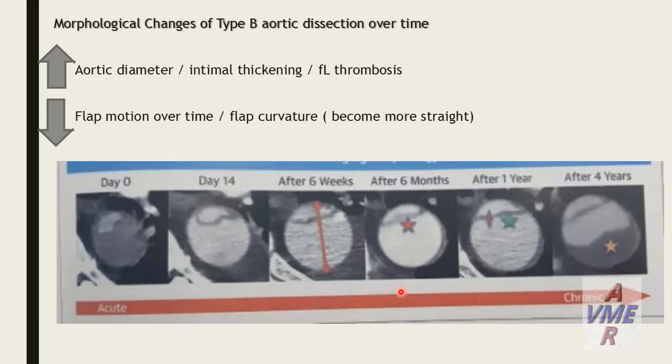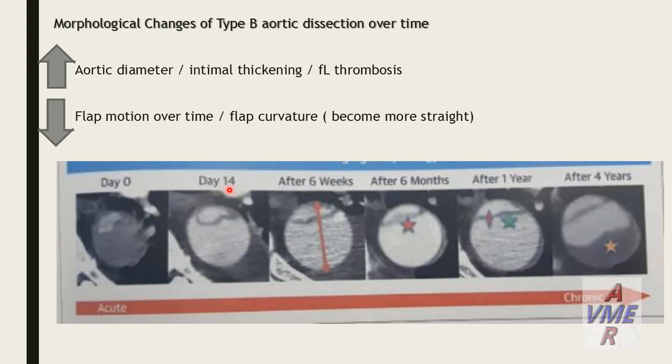So, what is the morphological change of type B aortic dissection over time? Day 0, day 14, after 6 weeks, 6 months, after 1 year, after 4 years. Over time we have increased aortic diameter, increased intimal thickening, and increased false lumen thrombosis. We have decreased flap motion over time, and decreased curvature, like this. This is the high curvature, and over time it becomes more straight.